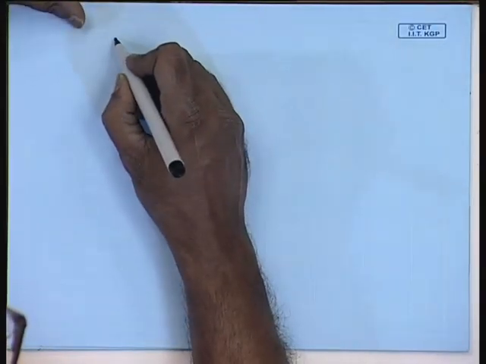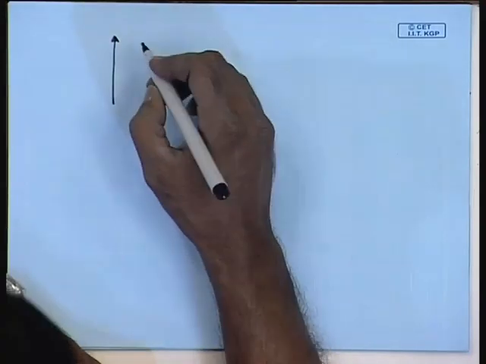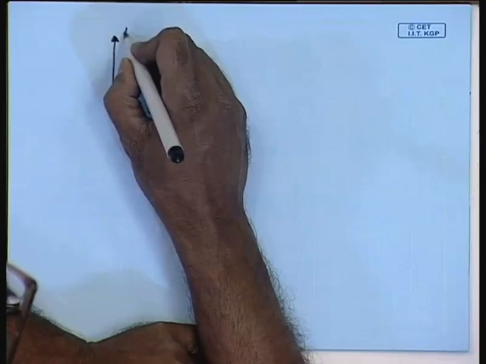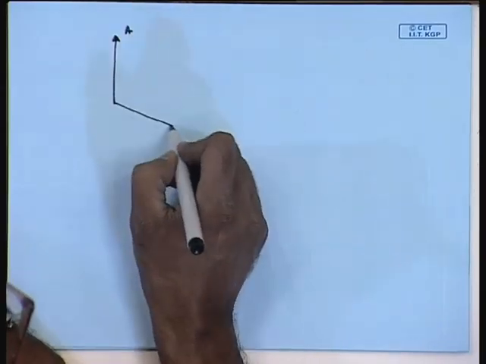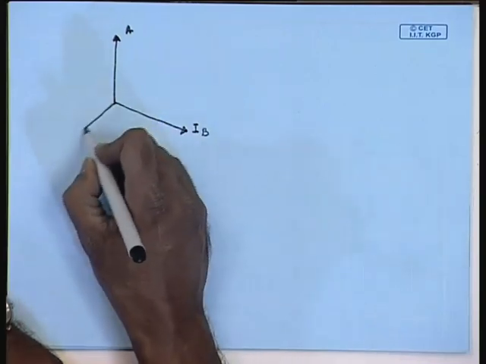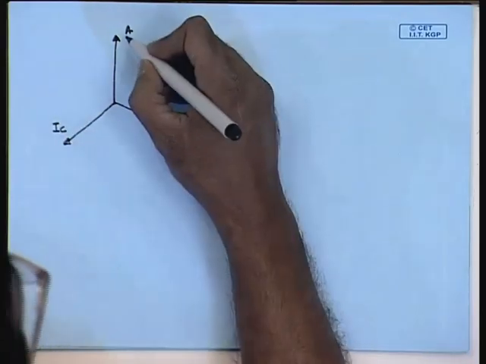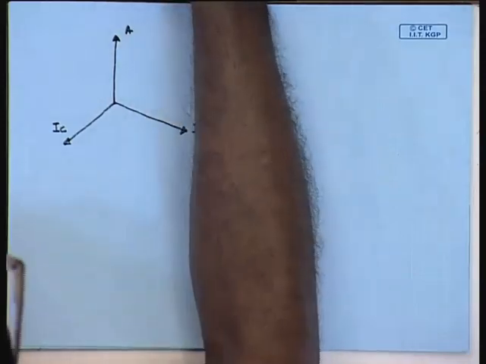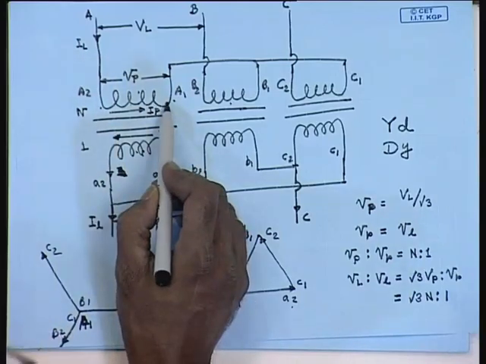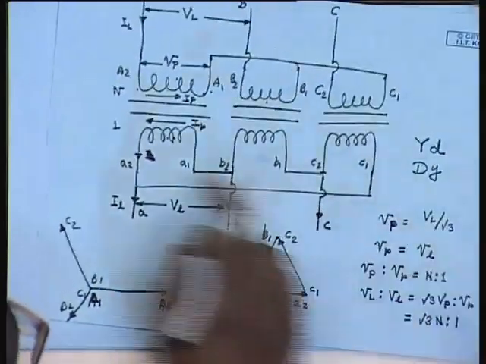So, this is, let us say, the phase current I A, which is same as the line current. This is I B and this is I C. Now, this I A is same as the current flowing through from A2 to A1. So, this will be in phase with the current flowing from A1 to A2.